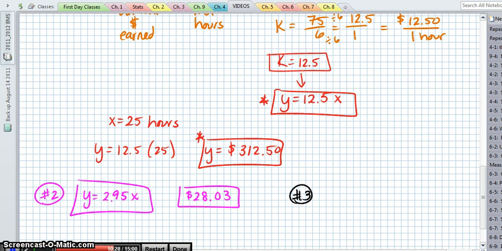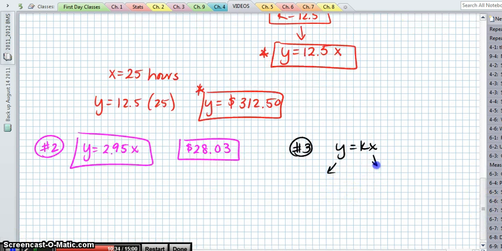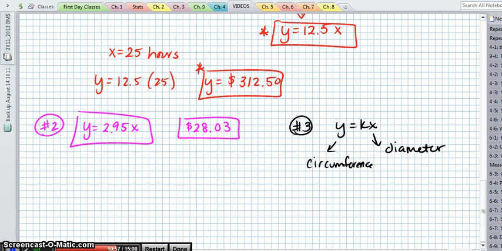Number 3, this one's just a little bit trickier. We have y equals kx, but we can still work with it. You just want to make sure you understand what y and x represent. So y is going to represent the circumference, because that's given first. The circumference of a circle varies directly with the diameter, which is true. So I'm just going to label those. And if you were a little unsure as to how to solve for k, like which number to put where, let's use this equation. They give us a circumference of 47.1 inches when the diameter is 15 inches.